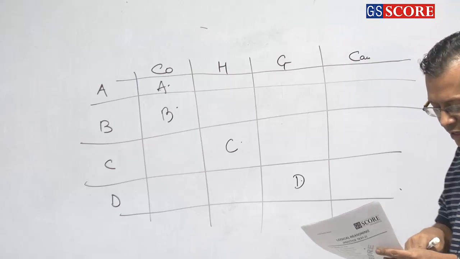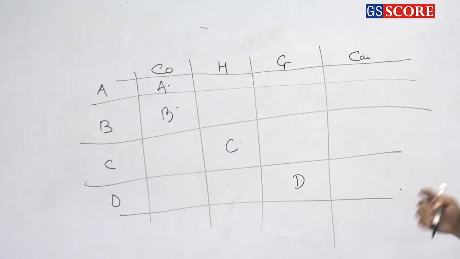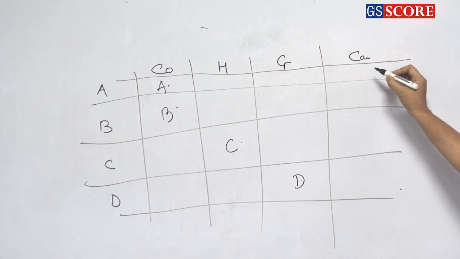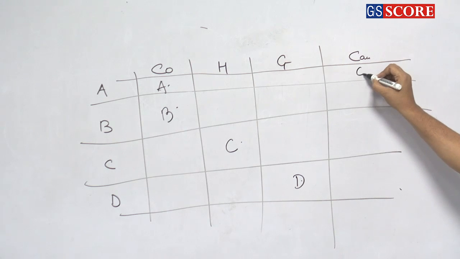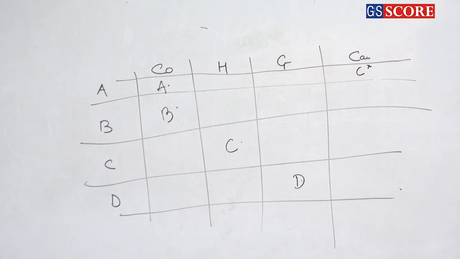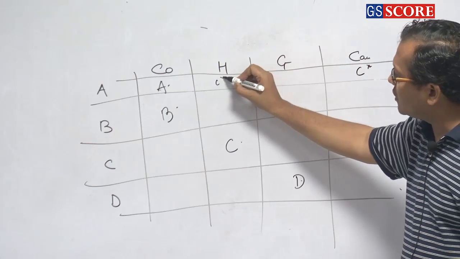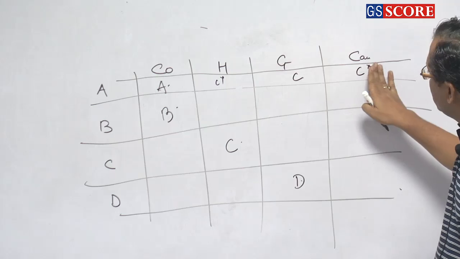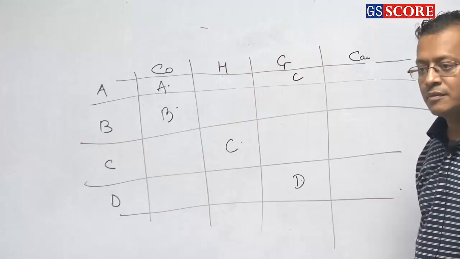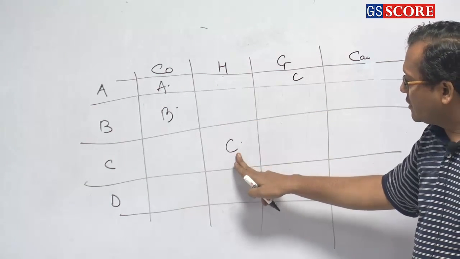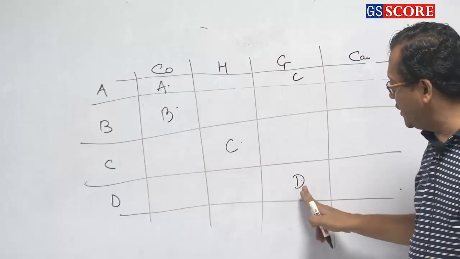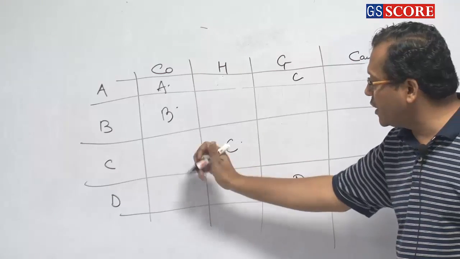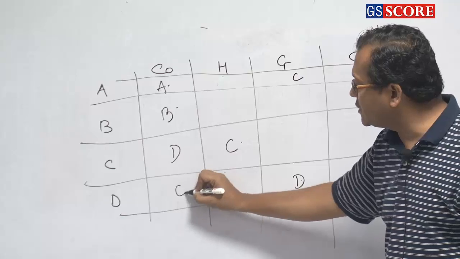Now A did not end up with C's cane, which means C will not come here. C will not come here because C is already here. So C has to come here. Now if C is here, then C will not come here, and if D is here, D will not come here. So here it will be D and here it will be C.